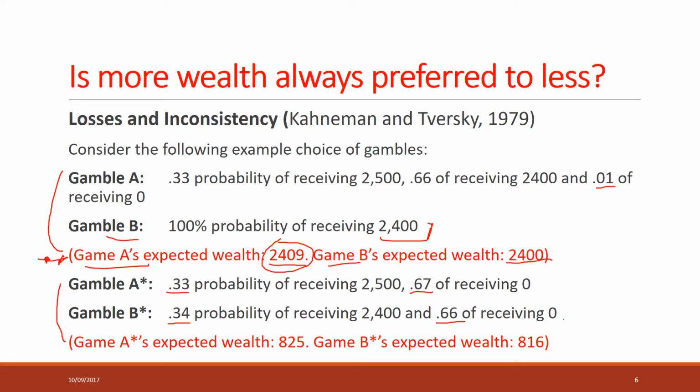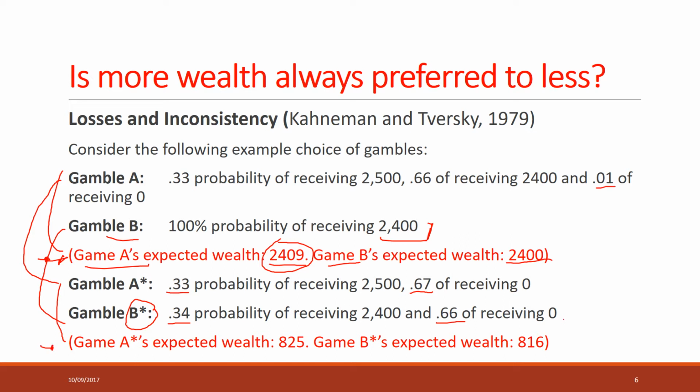So if you compare gamble A and gamble A star, or gamble B and gamble B star, we will see that gamble A and gamble A star are similar, but gamble A star is shifted downwards by a 66% chance of receiving nothing. Same as gamble B and gamble B star. They are similar, just that gamble B star has a 66% chance of receiving nothing. So it's a downward shift for both of the options. Yeah?